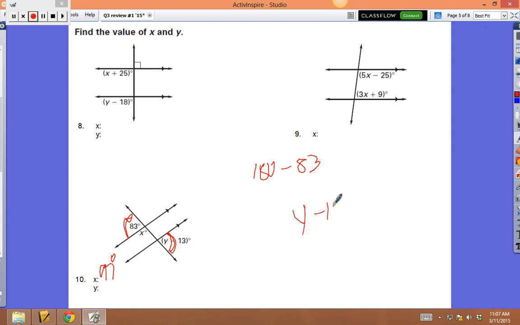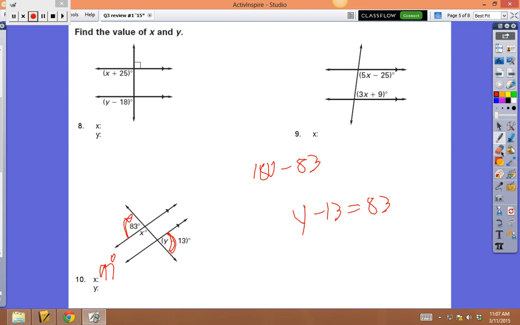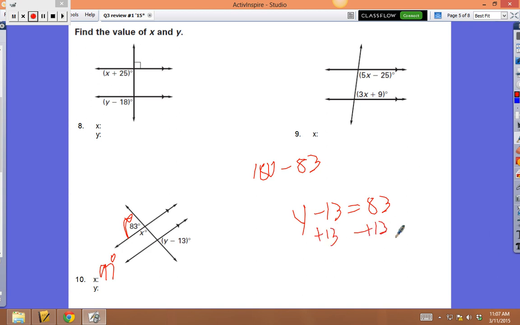So y minus 13 equals 83. Okay, that's right. So plus 13, plus 13. So y equals 96.